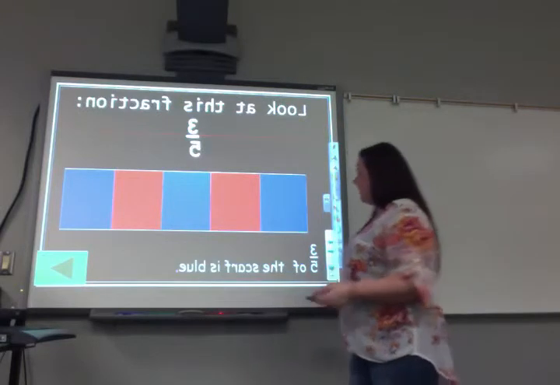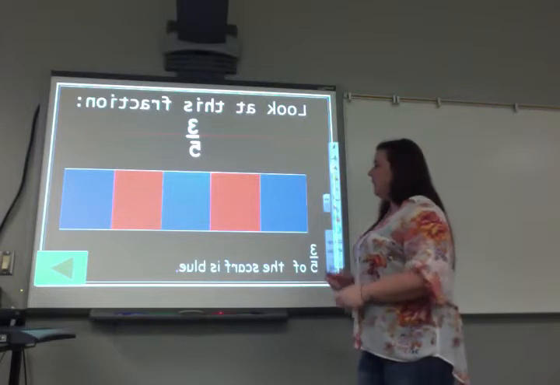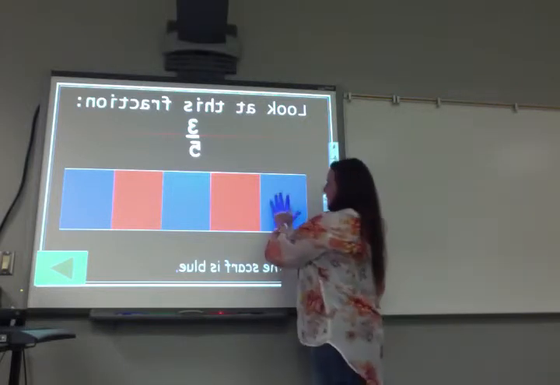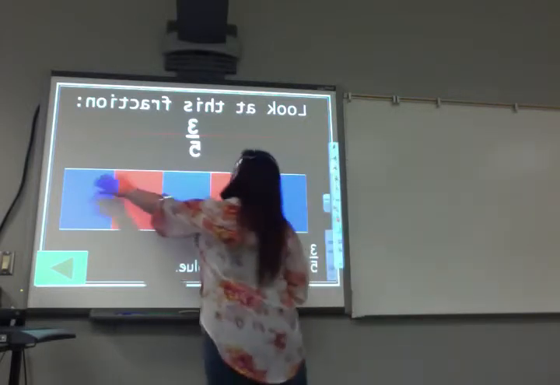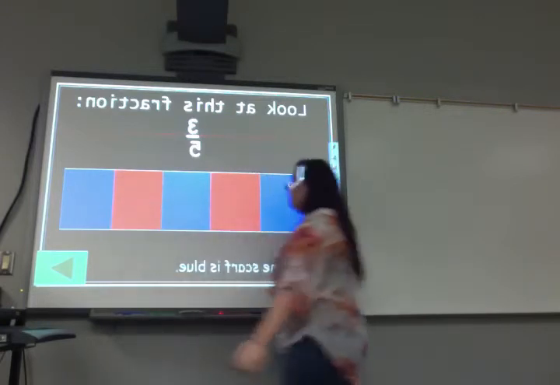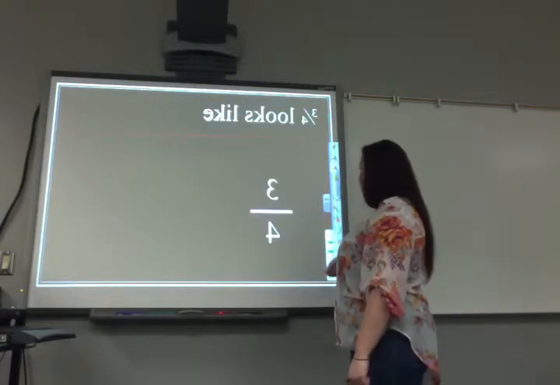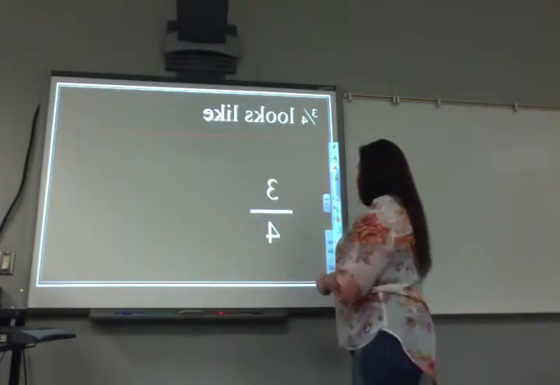Okay. So now we're going to look at this fraction, which is 3/5. 3/5 of the scarf is blue, because if you look at it, there are 5 different sections: 1, 2, 3, 4, and 5. And then 3 of them, 1, 2, 3, are blue. So 3/5 of the scarf is blue. Okay, and then this is what 3/4 would look like.